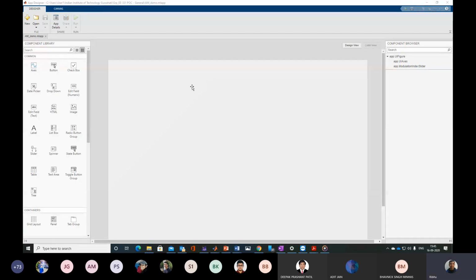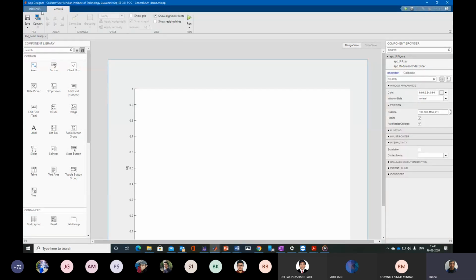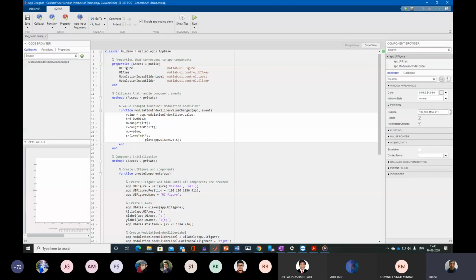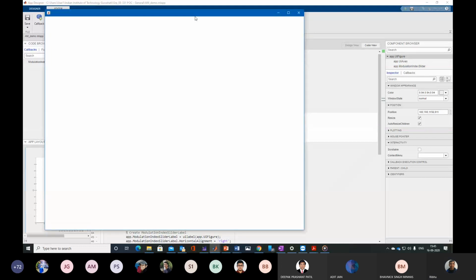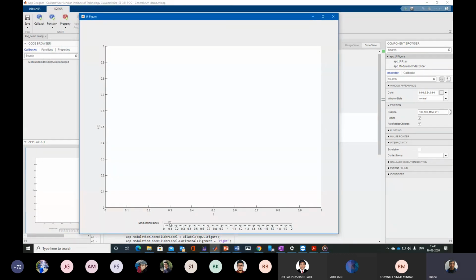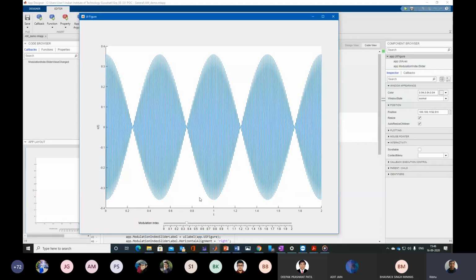So it's waking up. As soon as it wakes up, I'll run this. Let me look at the code once. This 1 plus I'll remove, save and run. The modulation index won't matter now. This is how it will look.